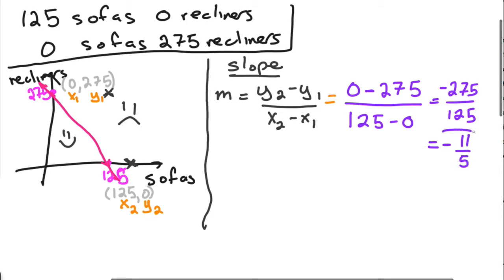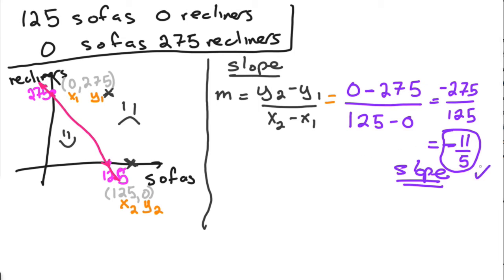Now, if you look at the written example, it's done the opposite way, but you notice you end up with exactly the same answer, negative 11 over 5. So this is the slope. And notice it's negative and the line is going down, so that matches up. Okay, so good job. We found the slope.